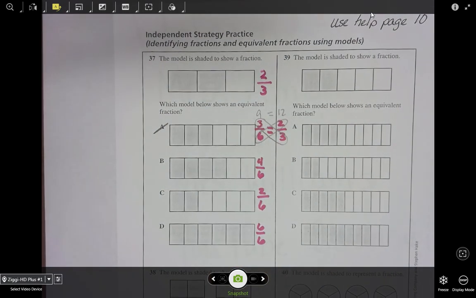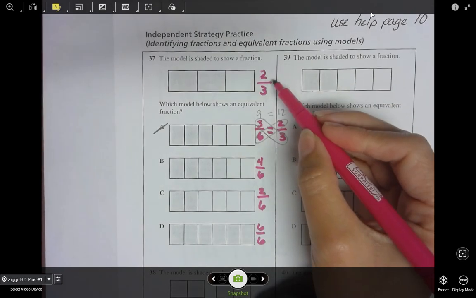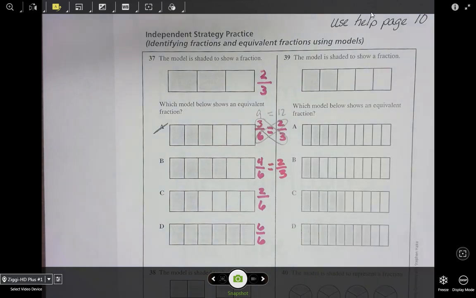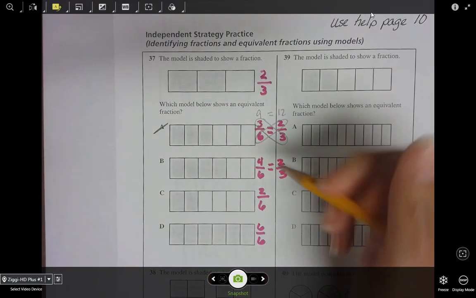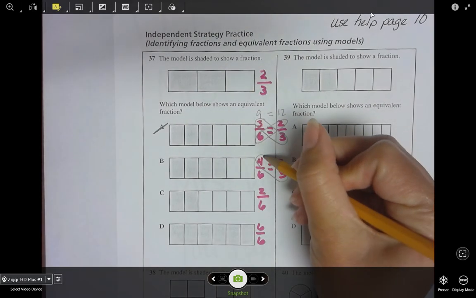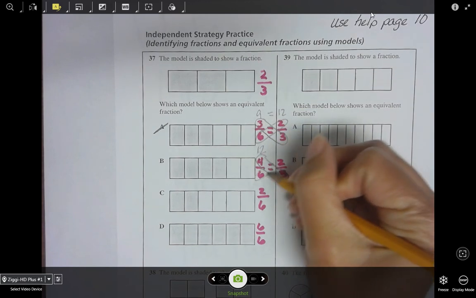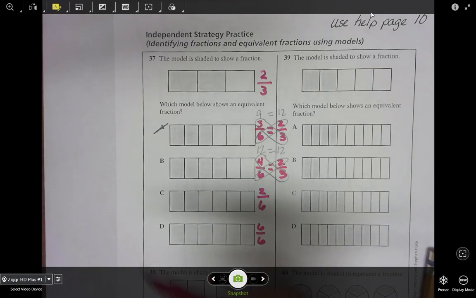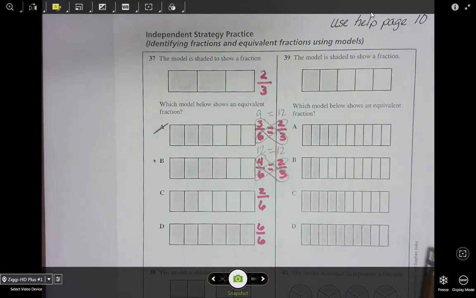So then we're going to take our second one and we're going to set it equivalent to what we're trying to find, which is 2/3. And we're going to do the butterfly method on this one also. So we would say 4 times 3 is 12. 6 times 2 is 12. Are those equal? They are. They are. So I'm pretty sure that that's the correct answer.